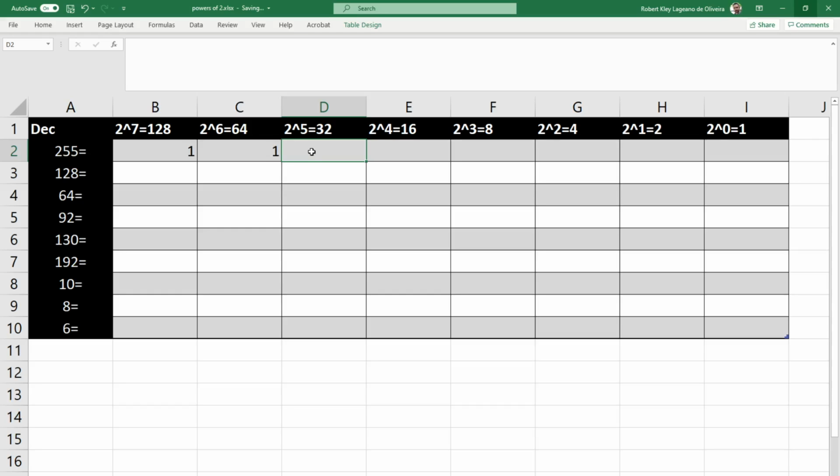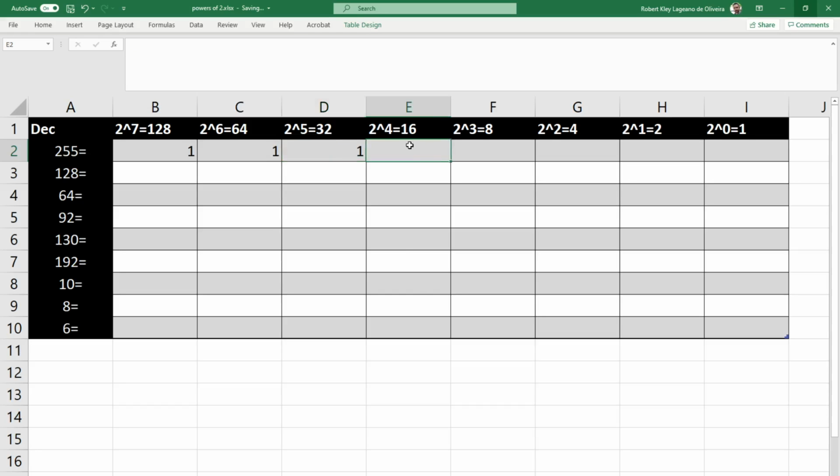Now 63 minus 32. So can I divide 63 by 32? Yes. So basically, if I do this, I need 32 to write down 63. So the special number I need to put in here is a 1. Now 2 to the power 4 is 16. Now what do I have left? So when I got here, I had 63. Now 63 minus 32 is 31.